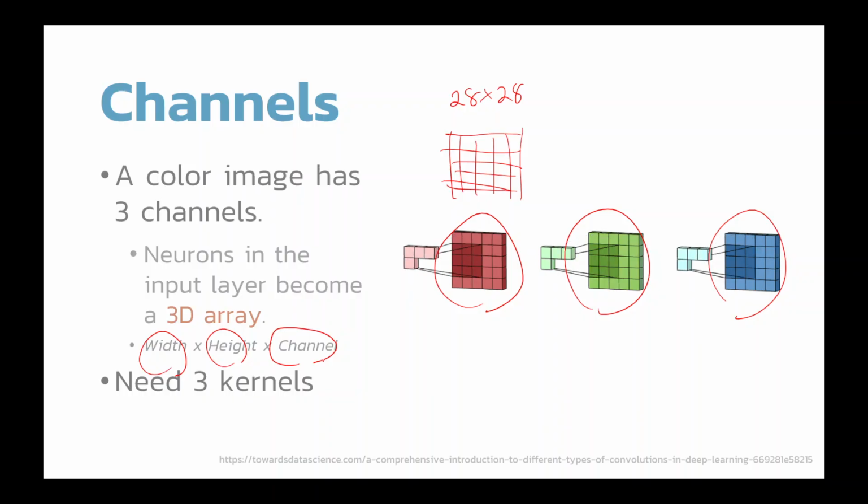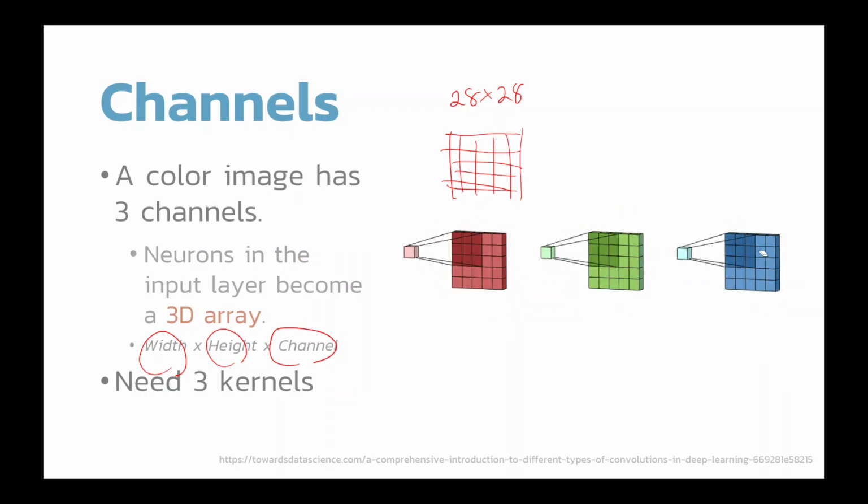Although some images will actually have 4 channels. The fourth is called alpha, which is transparency, but we're not going to talk about transparency in this course. But you can have more than 3 channels per se. So at least for color images, you need 3 kernels in order to take care of the 3 colors, even for just a single image.